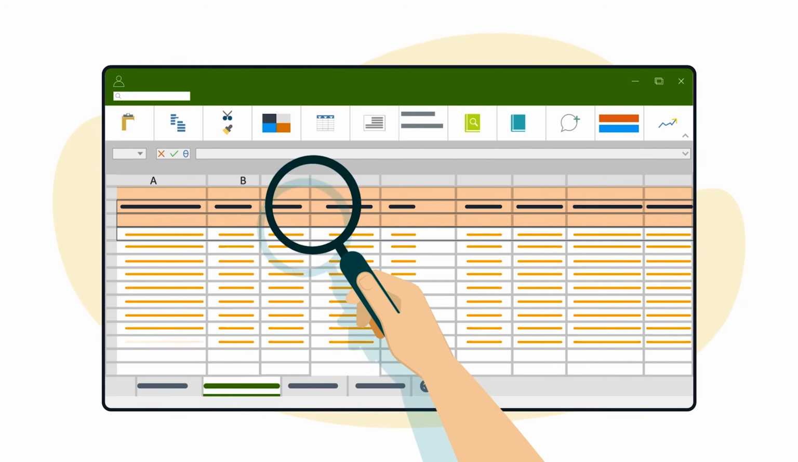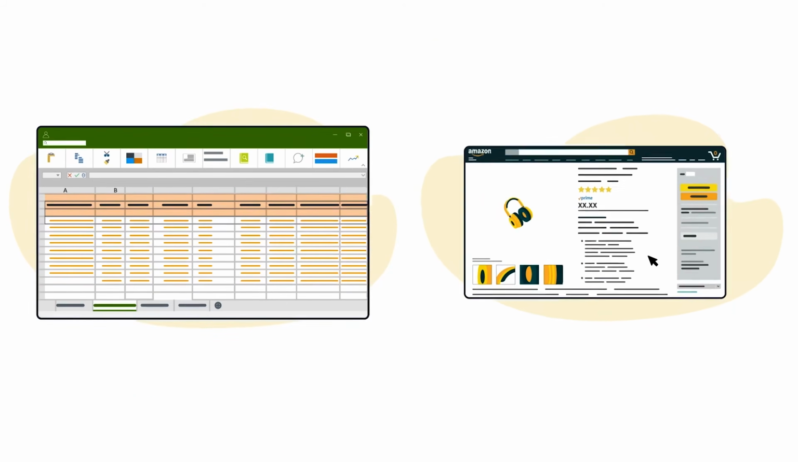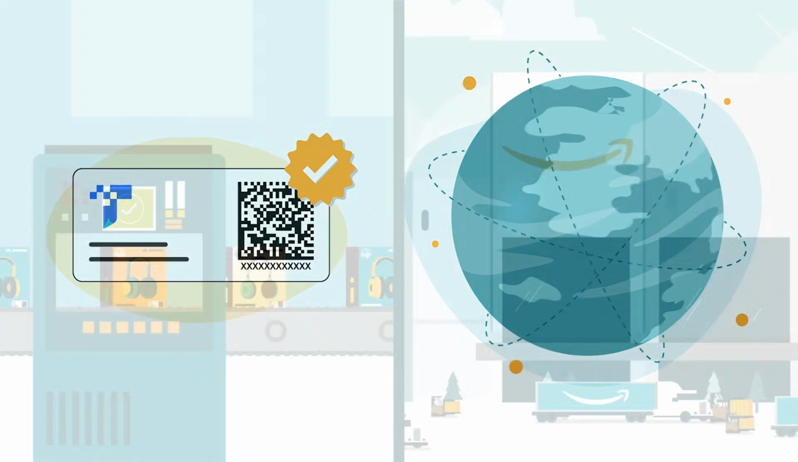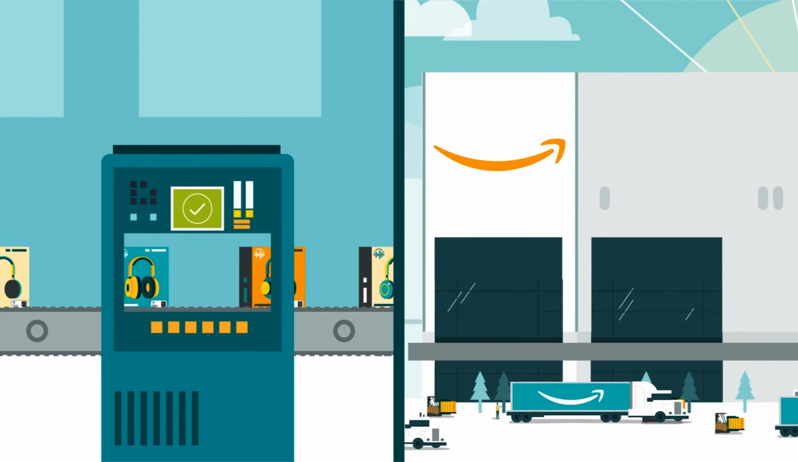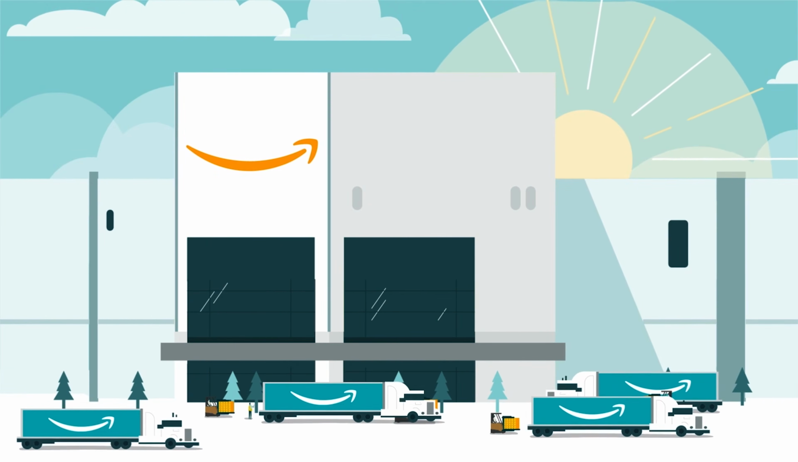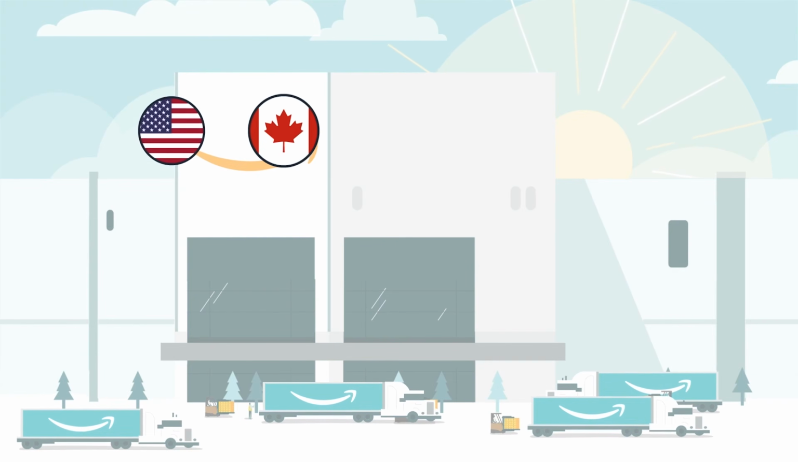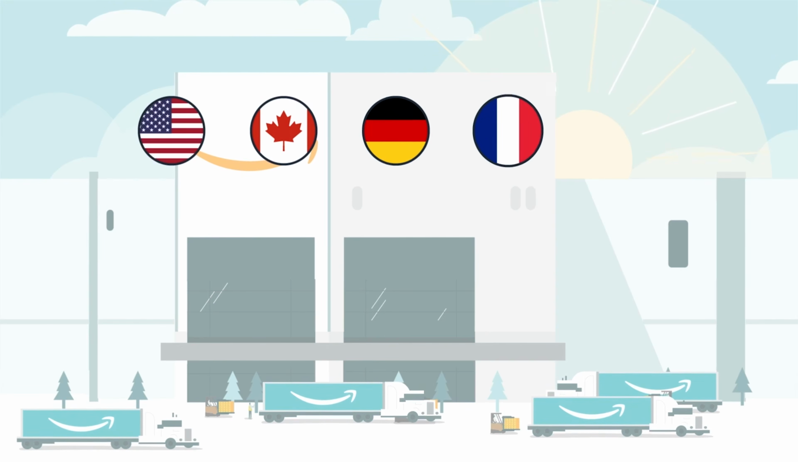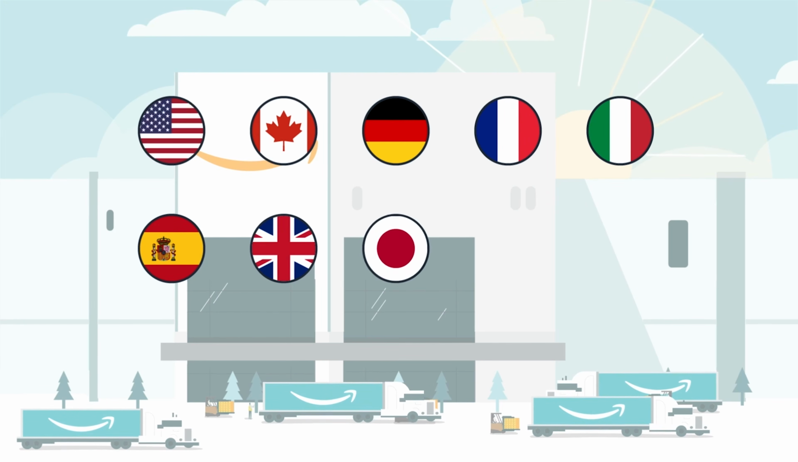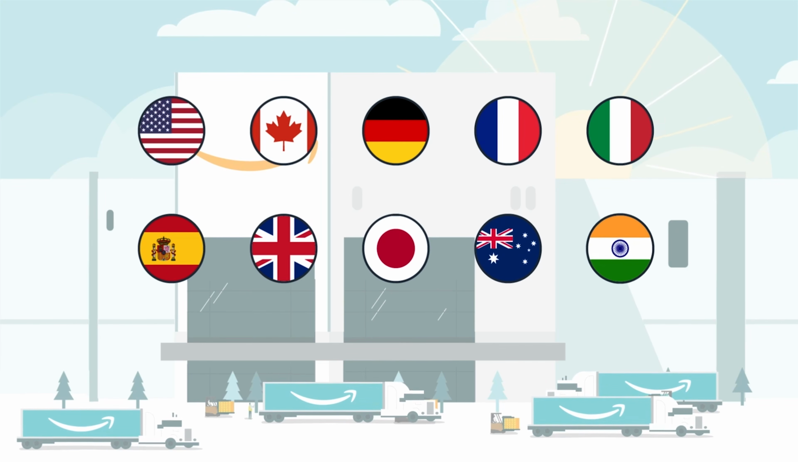You'll notice the spreadsheet doesn't include a way to enroll products for each of the stores you sell in. Each unit's transparency code is valid worldwide and can be scanned in any Amazon fulfillment center where the program is launched. This includes fulfillment centers in the US, Canada, Germany, France, Italy, Spain, the UK, Japan, Australia, and India.